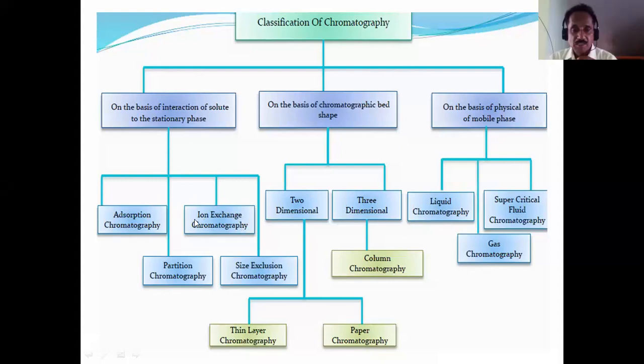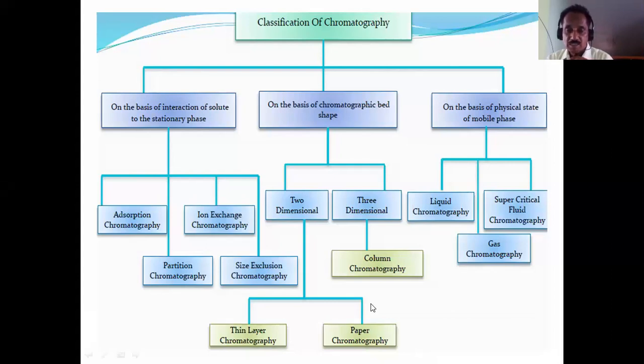If the separation is on the basis of ion exchange, that is called ion exchange chromatography. If the separation is on the basis of partition coefficient, that is called partition chromatography. If the separation is on the basis of size or mass, it is called size exclusion chromatography. If the separation is on the basis of adsorption on a thin layer, it is called thin layer chromatography.